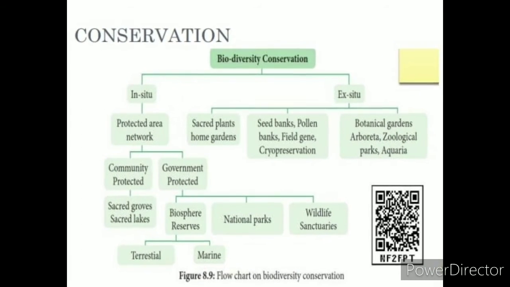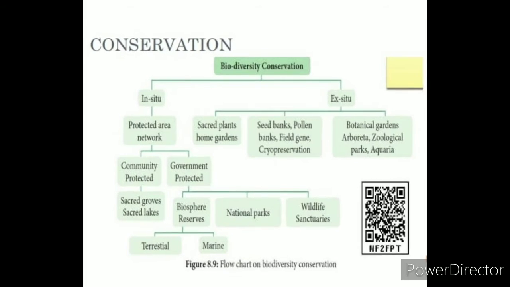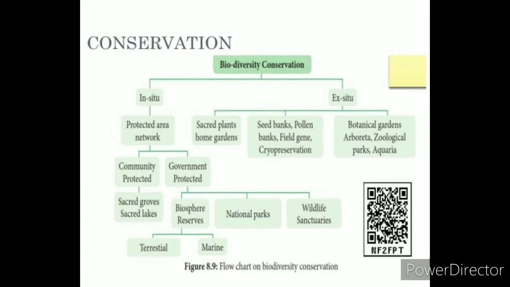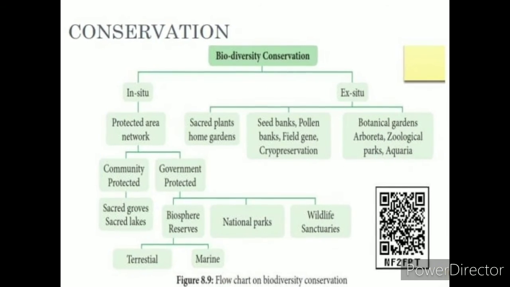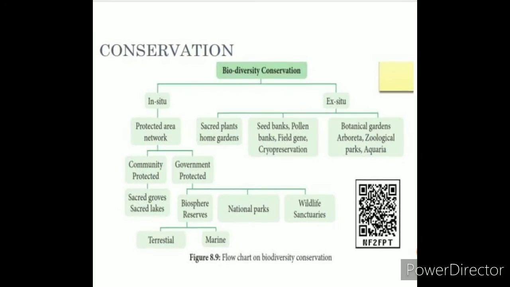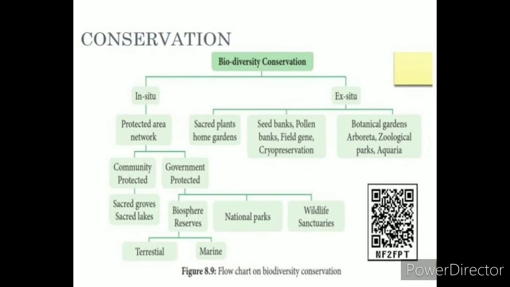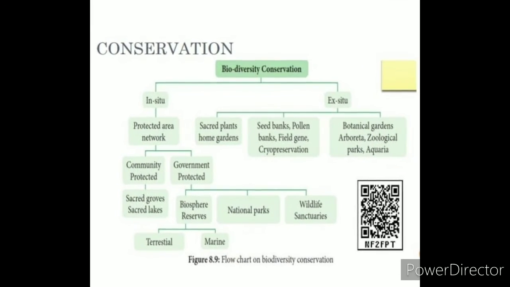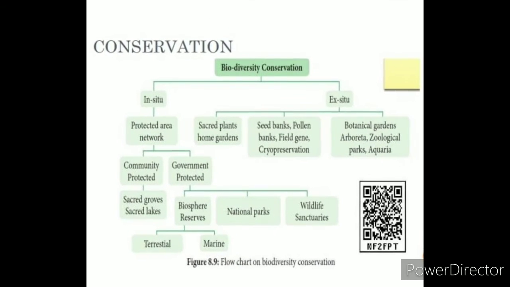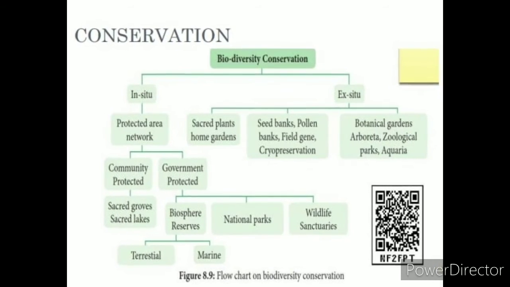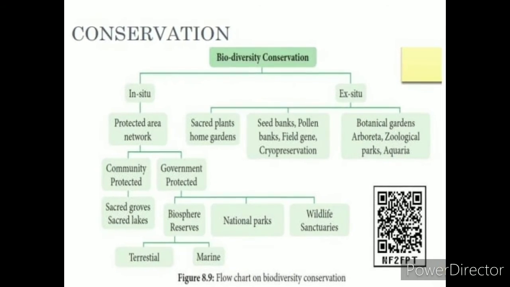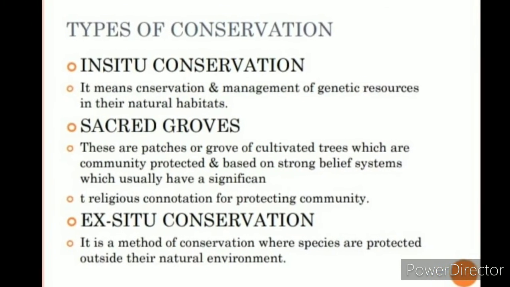Ex situ conservation includes sacred plants and home gardens, seed banks, pollen banks, field gene banks and cryopreservation. Cryopreservation is the process by which plant tissues, organs or organelles can be stored at a very low temperature of -196 degrees centigrade using liquid nitrogen. That we already studied in lesson 5, plant tissue culture, isn't it? Then botanical gardens, zoological parks and aquaria.